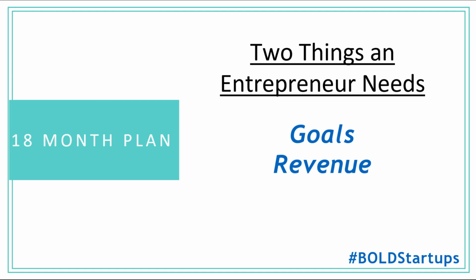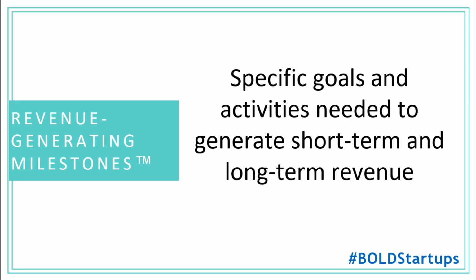So with the idea of goals and revenue, you're able to start putting in place those things that you need to do over the course of the year, every single month, to help you reach your goals. By being able to have your goals and revenue in place, we're then able to figure out, okay, what do I need to do to reach my goals? And what do I need to do to make revenue? And so what I want to do is talk a little bit about revenue generating milestones.